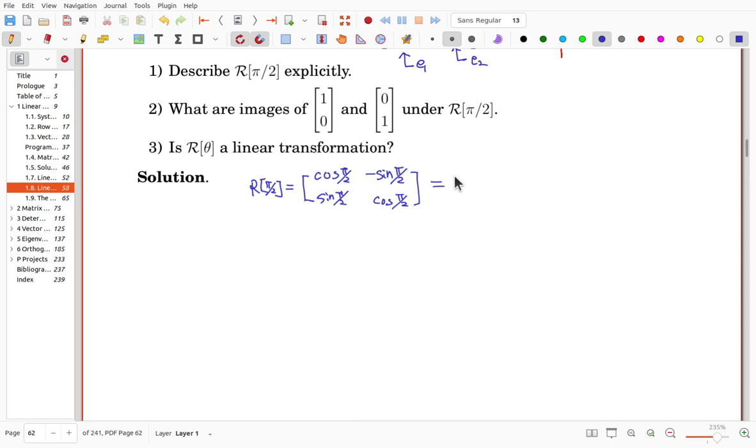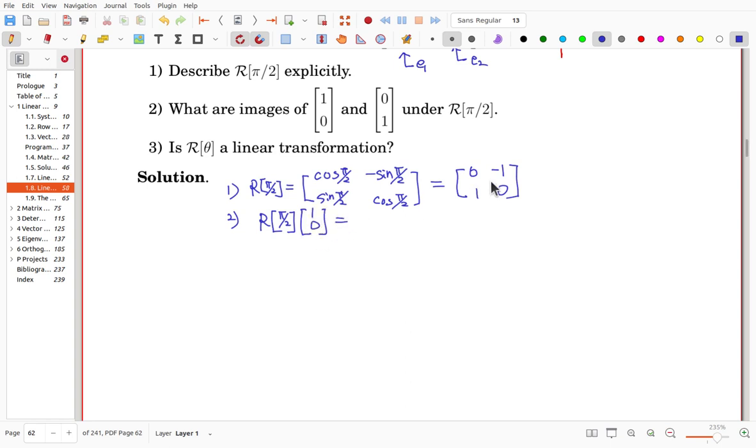Okay. Here, cosine pi of 2 is 0. Sine pi of 2 is 1. And negative 1. And this is 0. So that is the matrix representing pi of 2 rotation counterclockwise. What are the images of (1, 0) and (0, 1)? Okay. So here, that is part 1. And for part 2, we have to apply that pi of 2 matrix to (1, 0).